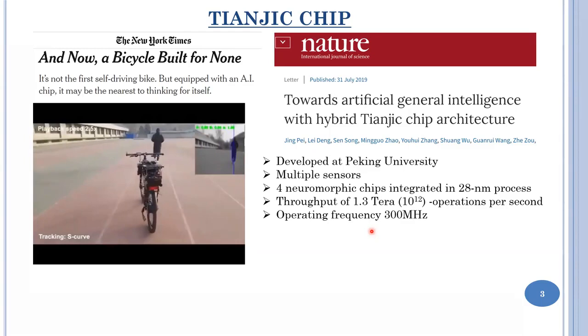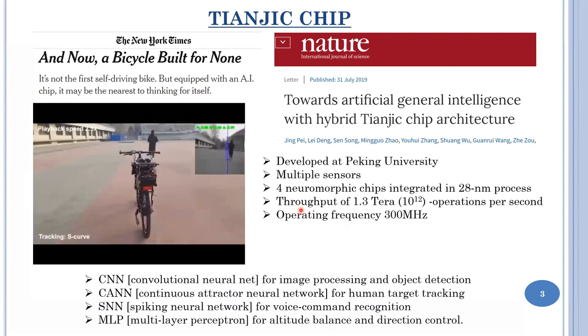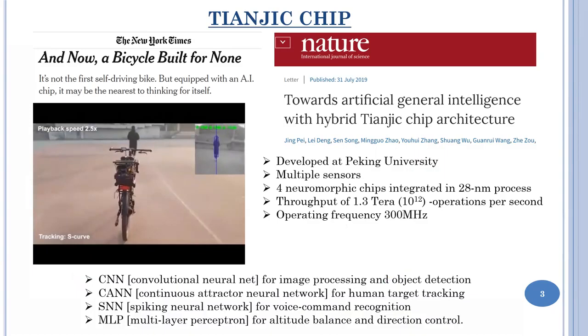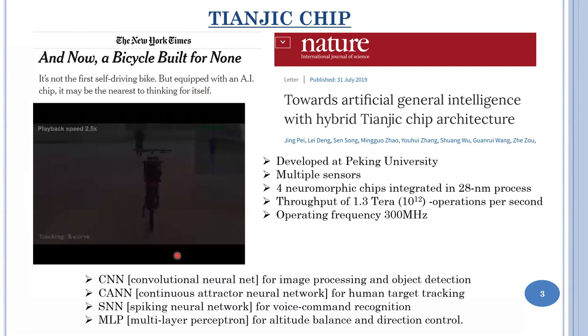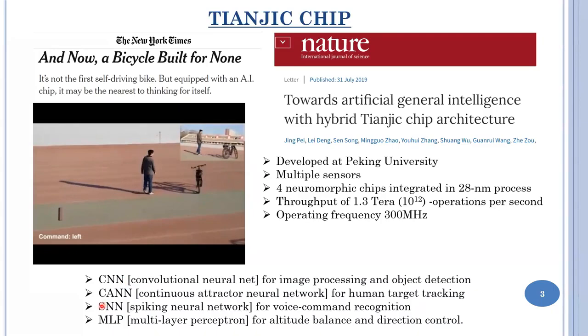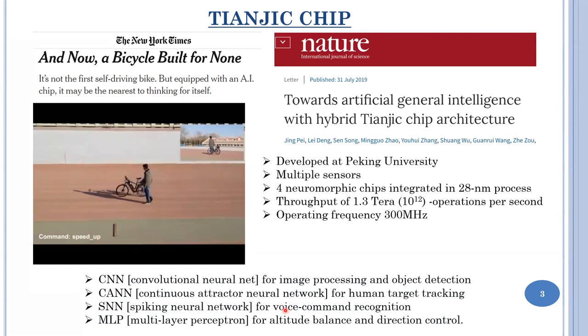I said there were four neuromorphic chips integrated in this bicycle. So what were those four chips doing? There was one dedicated chip performing a convolutional neural network, used for image processing and object detection, for sensing the human and running behind them. Then there was a chip doing CANN, the continuous attractor neural network, for target tracking. Then another neuromorphic chip was there for the spiking neural network. Spiking neural networks are the most biorealistic kind of neural networks.